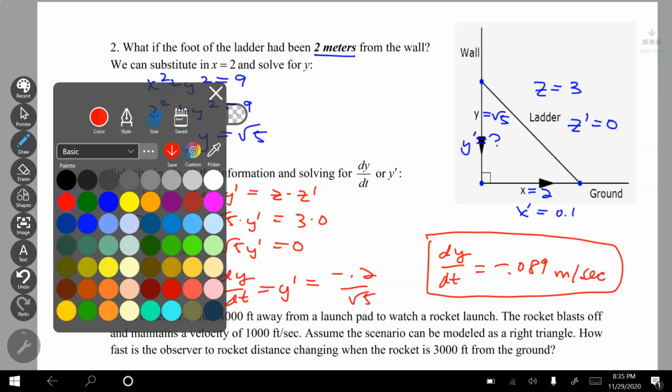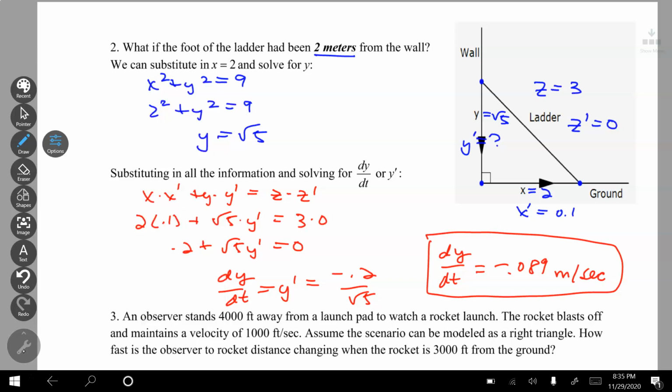Now here's what you have to recognize, that this rate of change of the x side did not change, it was still 0.1. So x prime was the same, but y prime increased in speed. I know it's more negative, but its speed increased. It's falling down, that's why it's negative, but yes, it was falling down faster than it was before.